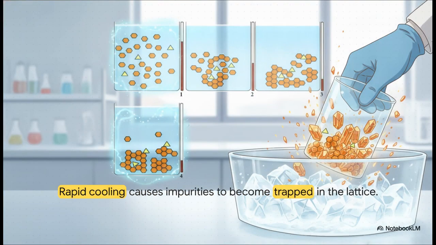Conversely, look at what happens when you rush things. Let's say you just plunge a piping hot flask straight into an ice bath. Those yellow triangle impurities don't even have time to be excluded. They literally get trapped right inside the quickly forming lattice. And that completely ruins the purity of the product. The molecular structure just becomes chaotic and flawed.